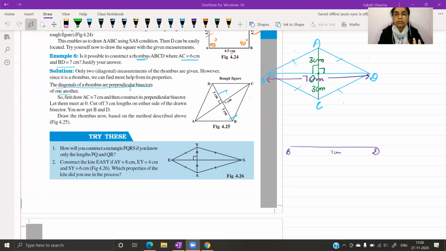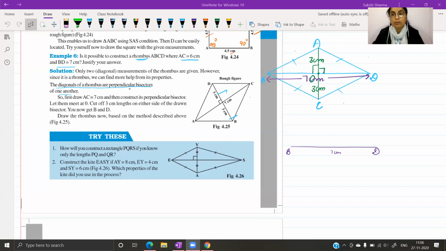Right now, the odd length is for BD, which is 7 centimeters. Although on the ruler, we can find out the half for 7. But in case it was 7.1 or 7.3, then finding its half would be a little tricky. Like you could get that somewhere in between the millimeter points. But still, I would suggest that you always start with the line segment or the diagonal whose length is odd. So we're going to start with the line segment BD, which is one of the diagonals of the rhombus.